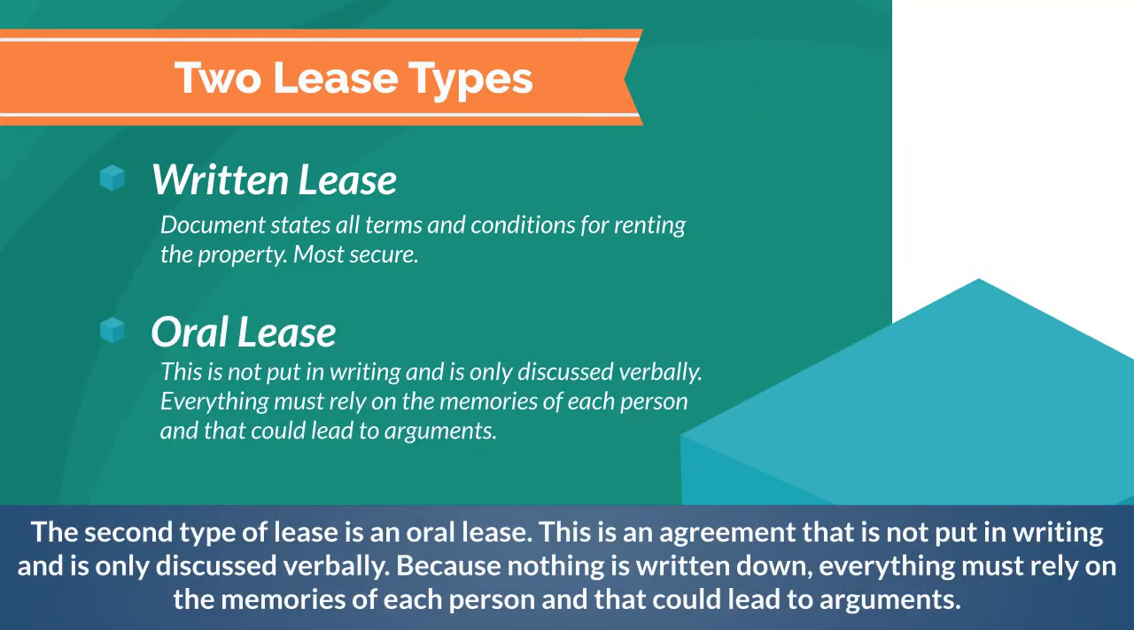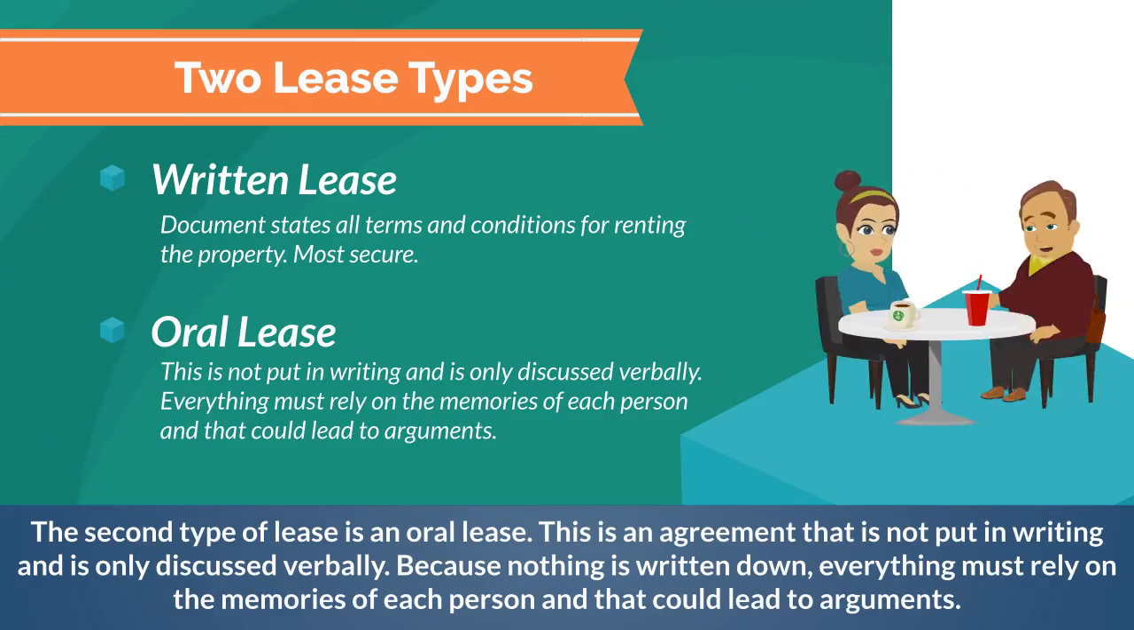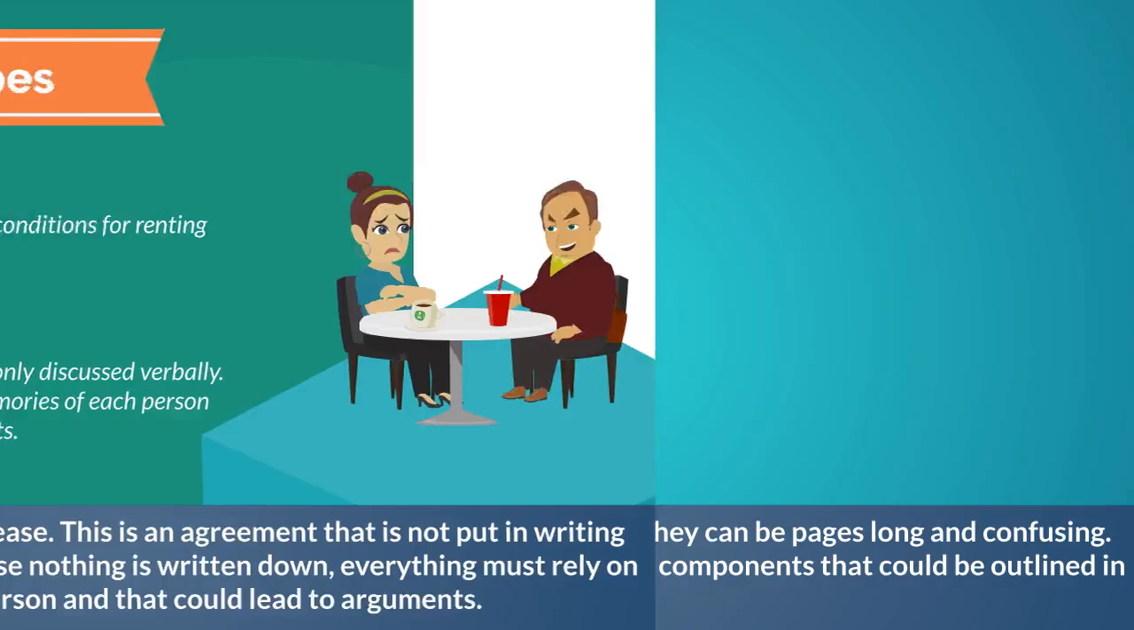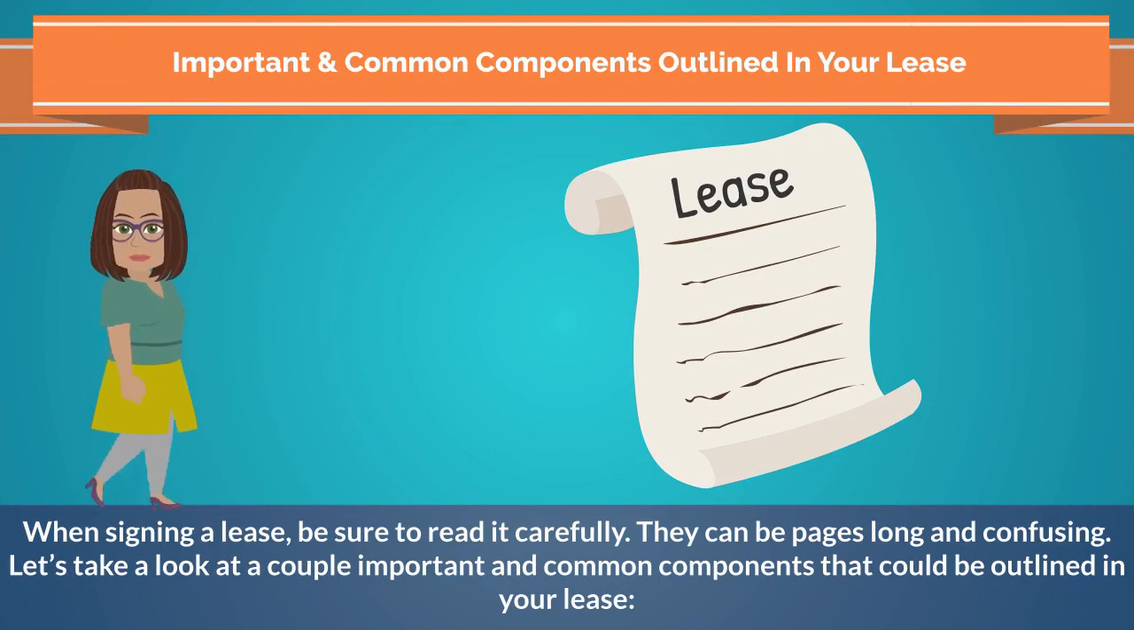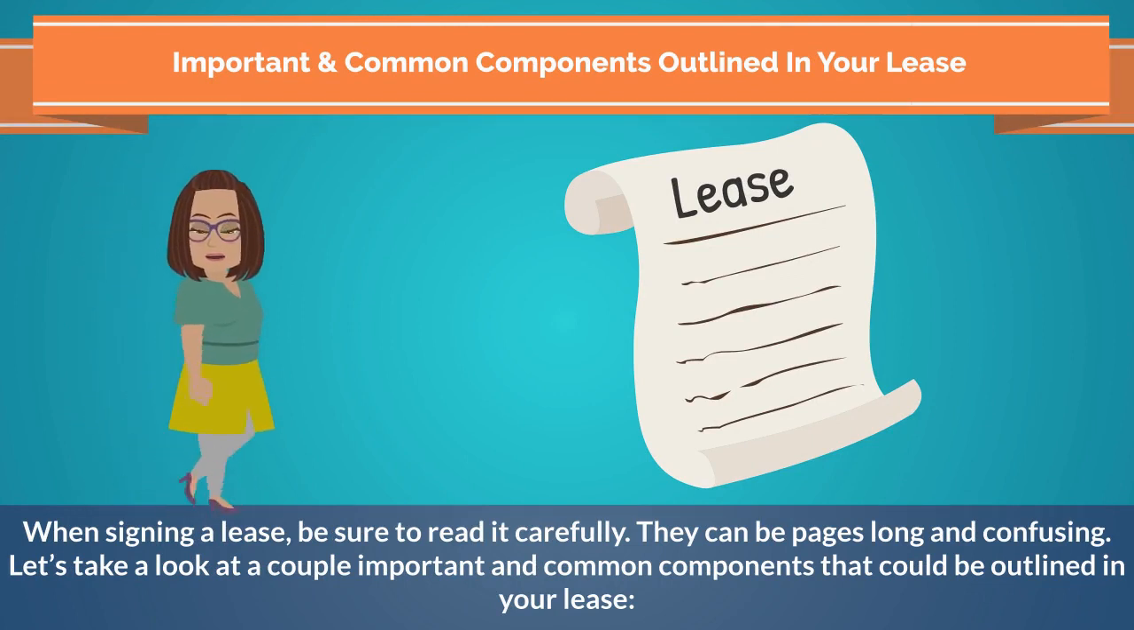The second type of lease is an oral lease. This is an agreement that is not put in writing and is only discussed verbally. Because nothing is written down, everything must rely on the memories of each person, and that could lead to arguments. When signing a lease, be sure to read it carefully. They can be pages long and confusing.